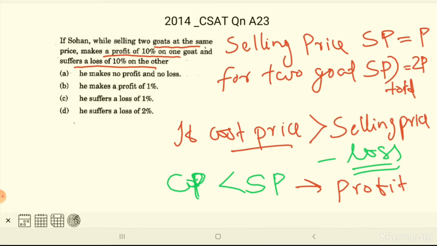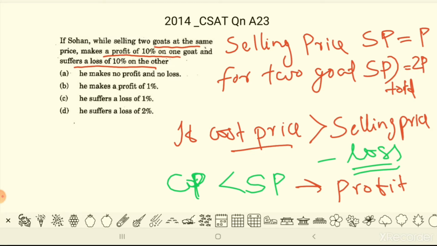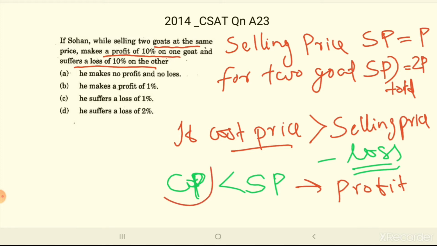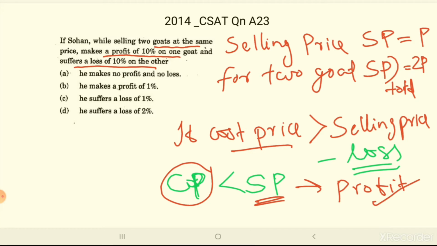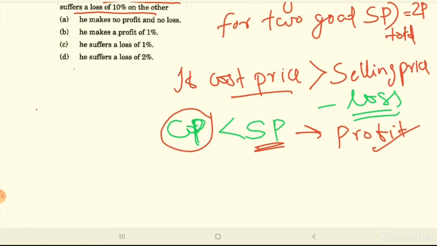So to say whether he makes a profit or suffers a loss, we have to find the cost price. Already we know the selling price. If the cost price is less than the selling price, he made a profit, he made a gain, otherwise he lost.